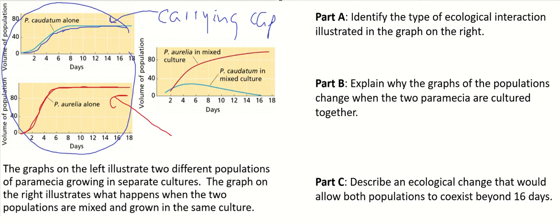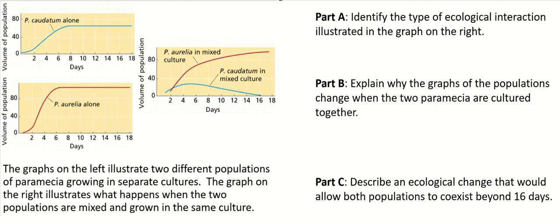Okay, so that's how you read the graphs on the left. Let's take a look at part A, what it's asking. Identify the type of interaction on the graph on the right. When you have a graph where one line goes up and the other line goes down, that is called competition.